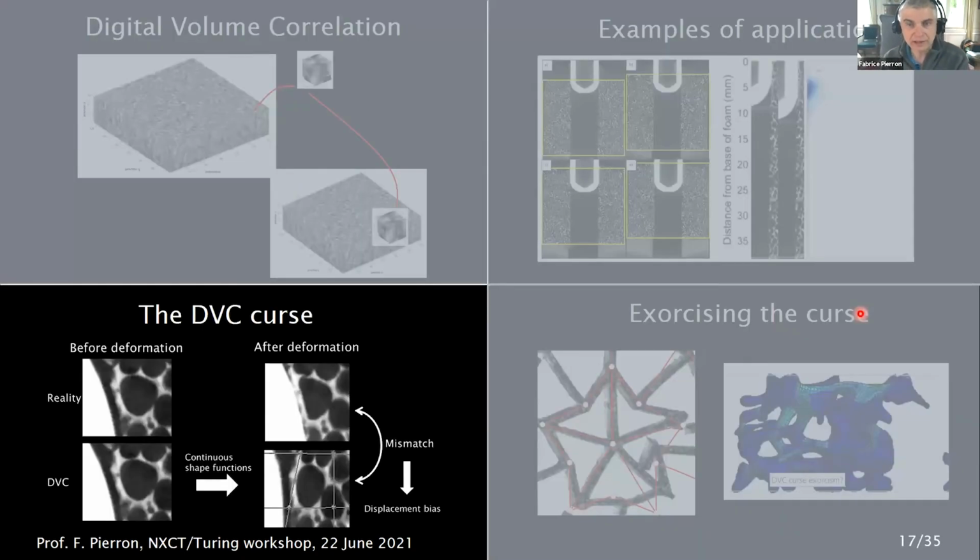So this is all very nice, but really, in a way, it's still quite qualitative. We're not quite sure exactly what we're measuring. And I'm going to explain why by moving into these DVC curves.